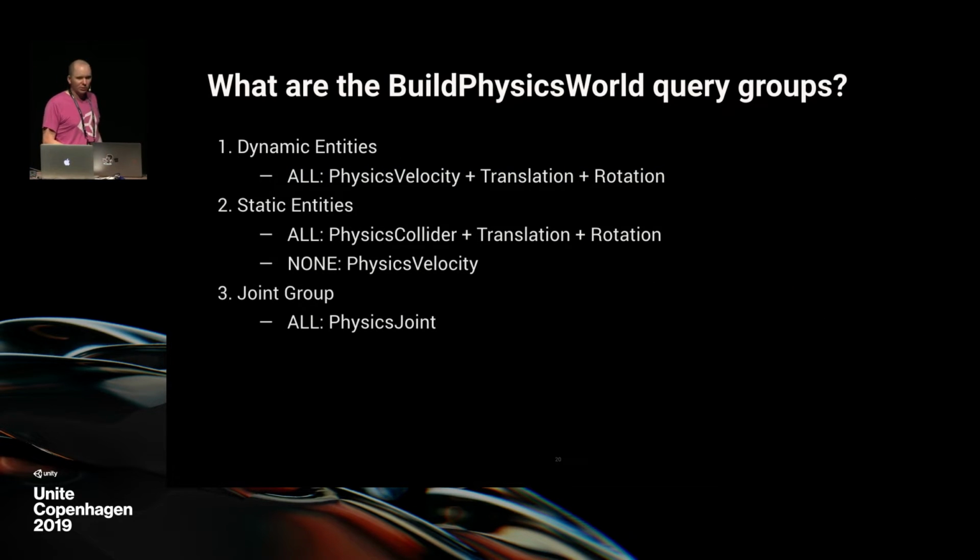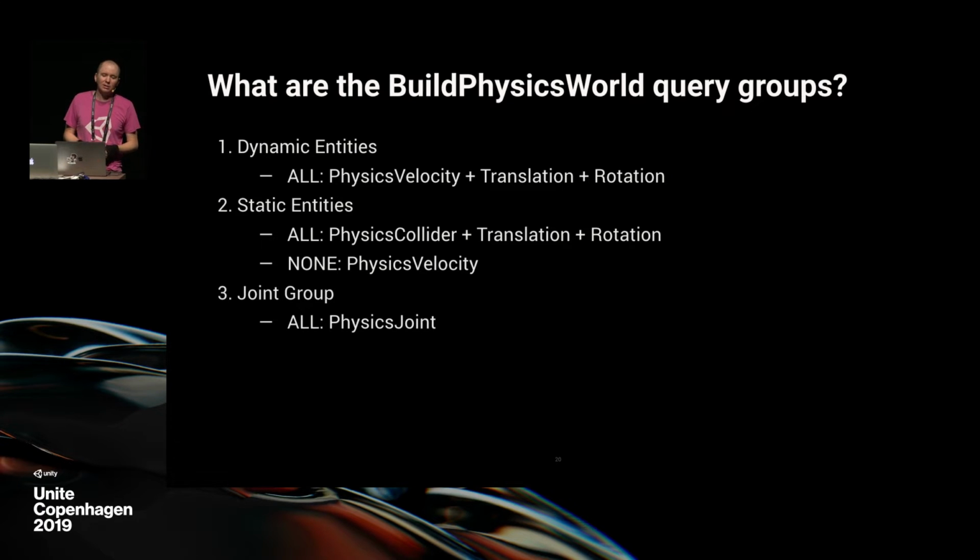So in terms of the BuildPhysics World, we have three key query groups right now: dynamic entities, static entities, and joints. The chief difference between dynamic and static entities is the presence or absence of physics velocity. If something has translation, rotation, and velocity, it is a dynamic entity. It may or may not have a collider. It's fine, we can still simulate it either way.